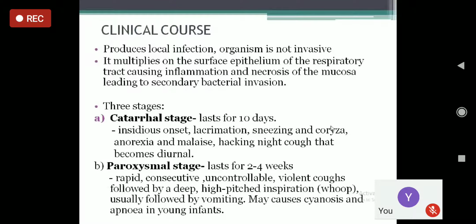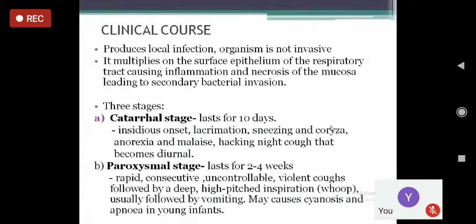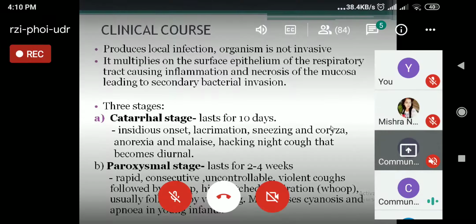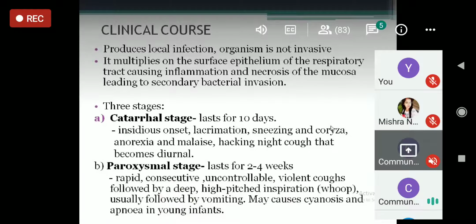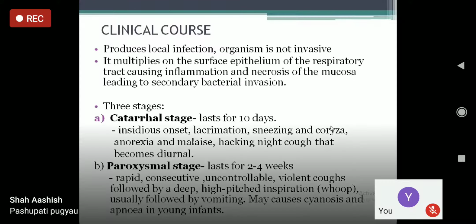Produces local infection invasive. It modifies epithelium of the respiratory tract, cause inflammation and necrosis of mucosa leading to secondary bacterial infection. So what happens is it's not invasive. It just affects the surface epithelium of the respiratory tract. Okay, and it multiplies there, and it just causes a local infection. It doesn't cause deep ulcers and such. It affects the lining of the respiratory tract and the bacterial infection. This is how it develops.